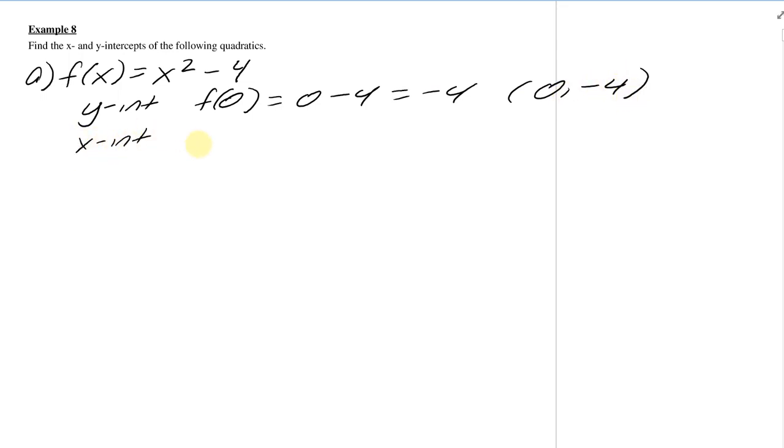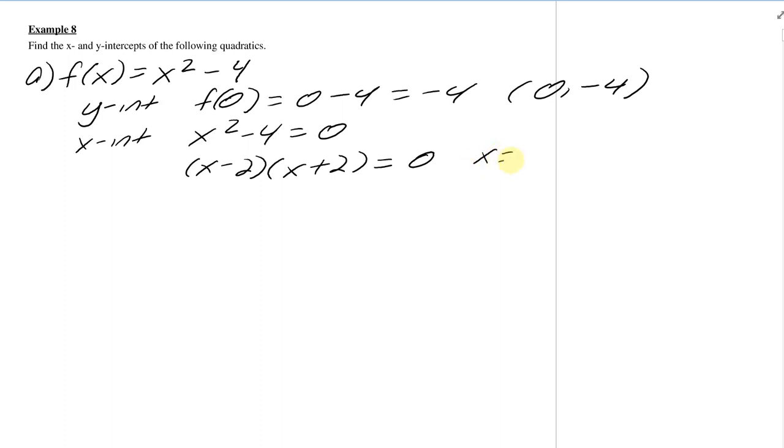Now, for my x-intercept, like I said, you can set this equal to 0, and then you can actually factor this, right? So this is the difference of squares, so this is x minus 2 and x plus 2 equals 0. So my solutions here are 2 and -2, so my two intercepts are going to be (2, 0) and (-2, 0). Okay, so that's when you can factor.